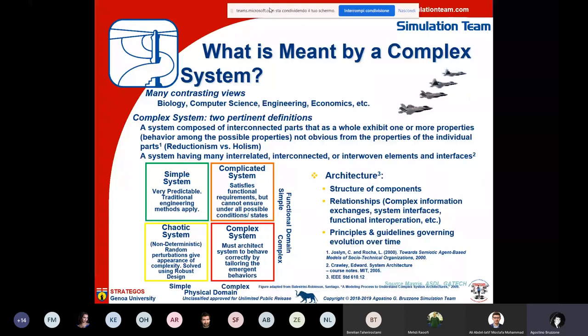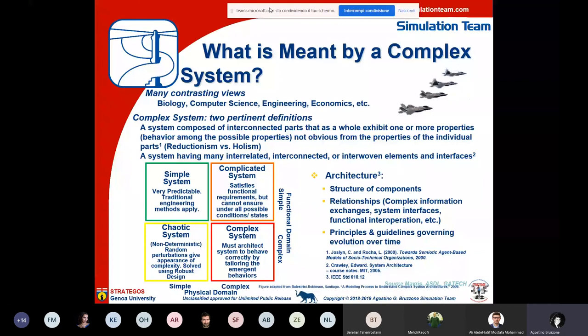If it is simple in terms of physical domain, but complex as function, no? It could generate random perturbation that seems complexity, okay? And we need to make it work, in traditional engineering, by using robust design. What does that mean? Let me make a very easy example.